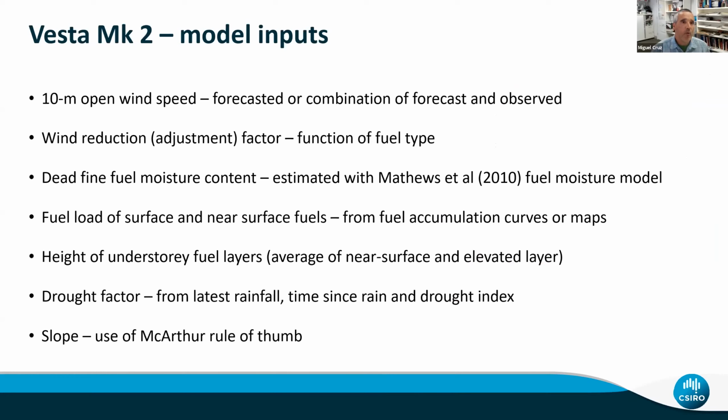So 10-meter open wind speed, as previous models used, from forecasted or a combination of forecast and observed weather. Not much of an issue, not much of a departure from the use of previous models. We need to know the wind reduction or adjustment factors as a function of fuel type. A lot of jurisdictions already have that information that they use in software like Phoenix and for manual predictions as well. A lot of that guideline already exists.